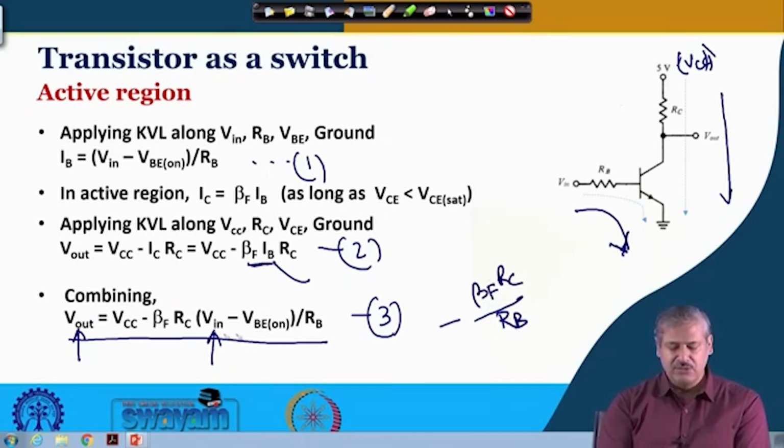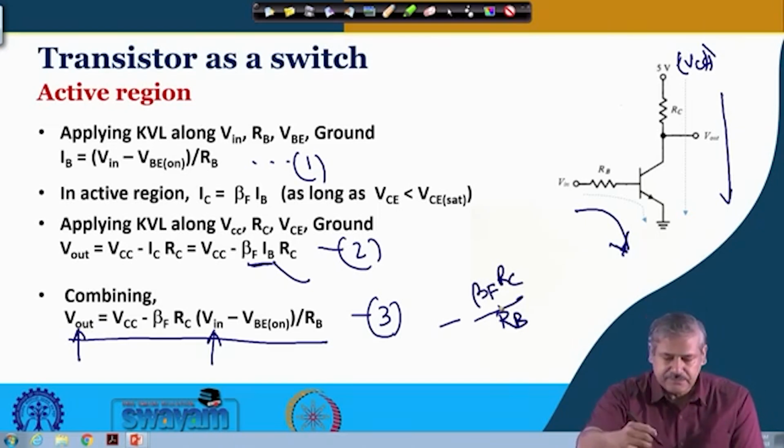But what we take from this particular discussion is that there is a linear relationship and the slope is negative for the circuit in the active region.